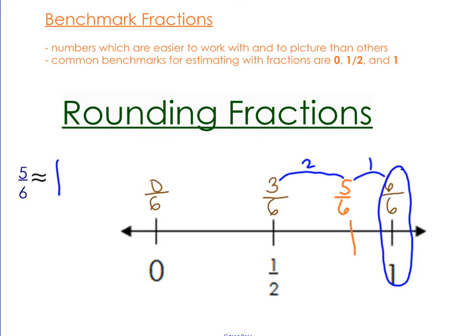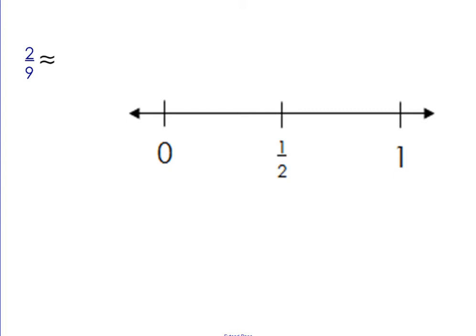Let's try another example. Here we have 2/9. So 9 is going to be our denominator that we're going to use to make each of these benchmark fraction equivalents. I know 0/9 would be the same as 0, and 9/9 would be the same as 1. Now, what is half of 9? Well, 4.5 is, but we don't put fractions in numerators, so we're going to use a decimal point. So it's written as 4.5.